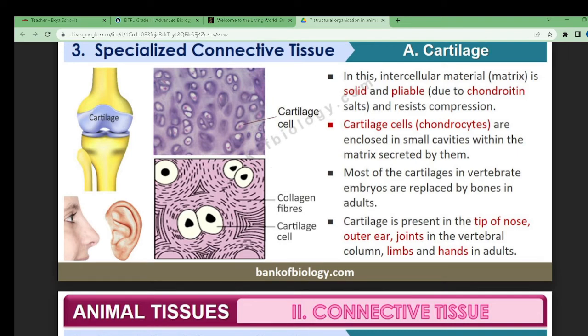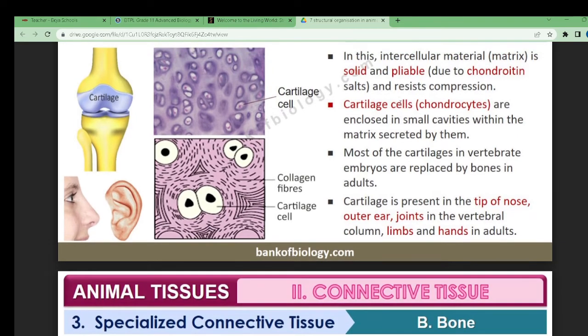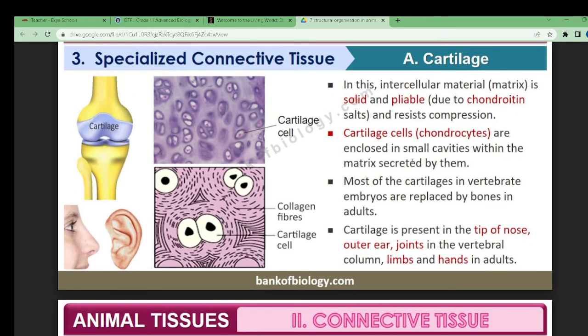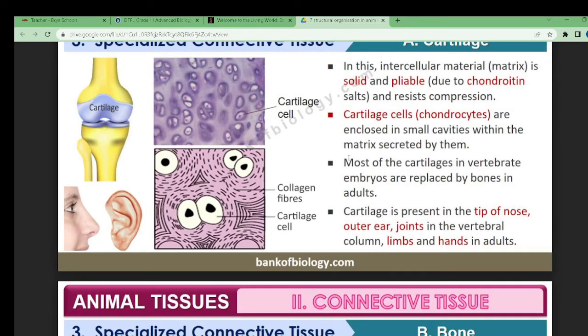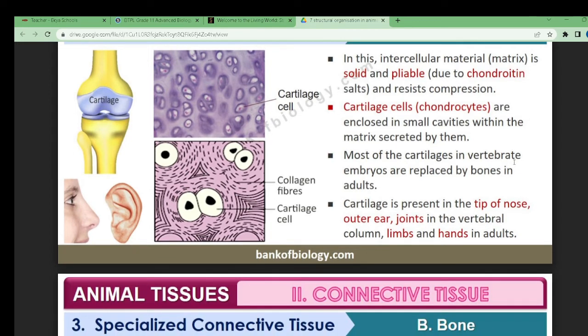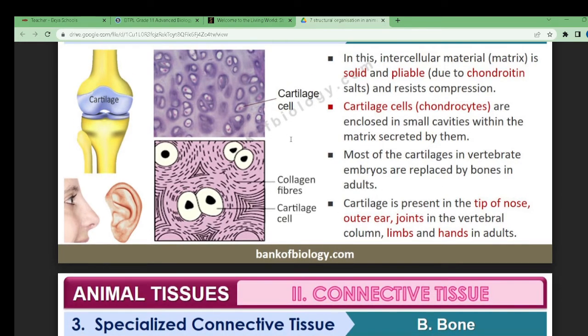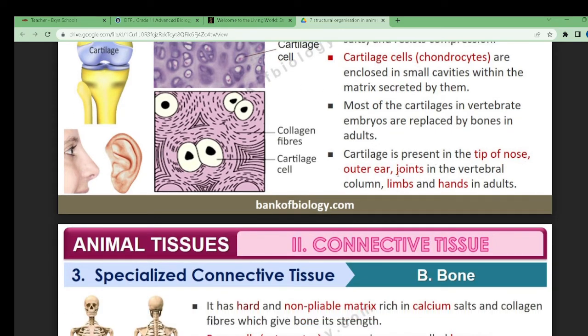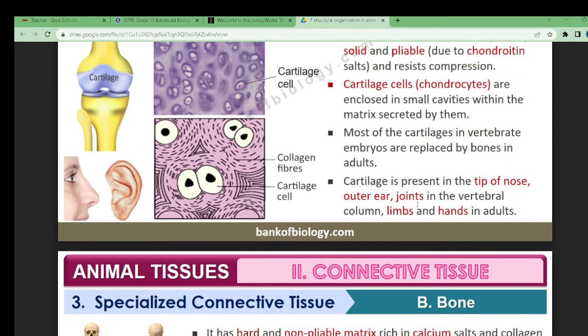You can see here the cartilage. We are discussing the cartilage cells which form the cartilage, also known as chondrocytes. You can see here these cartilage cells present inside the cartilage of the bones. Most of the cartilage in vertebrate embryos is replaced by bones in adults. So when this cartilage develops and matures in vertebrates, it is replaced by bones. Cartilage is present in the tip of the nose, outer ear, joints in the vertebral column, limbs and hands in adults. These are the places for cartilage.